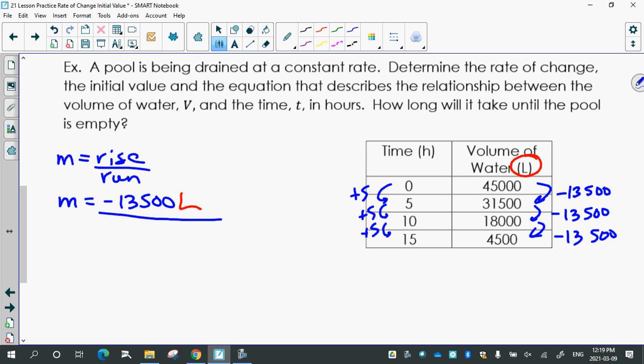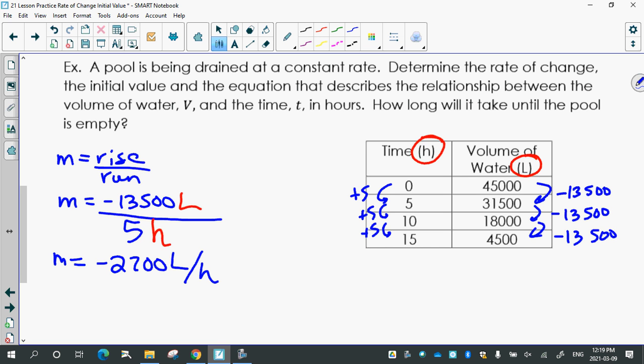And my run is 5 west, and then I look at my chart, hours. Okay, so then I'm going to divide negative 2,700 liters per hour. So that means that every hour, 2,700 liters of water drains from the pool.